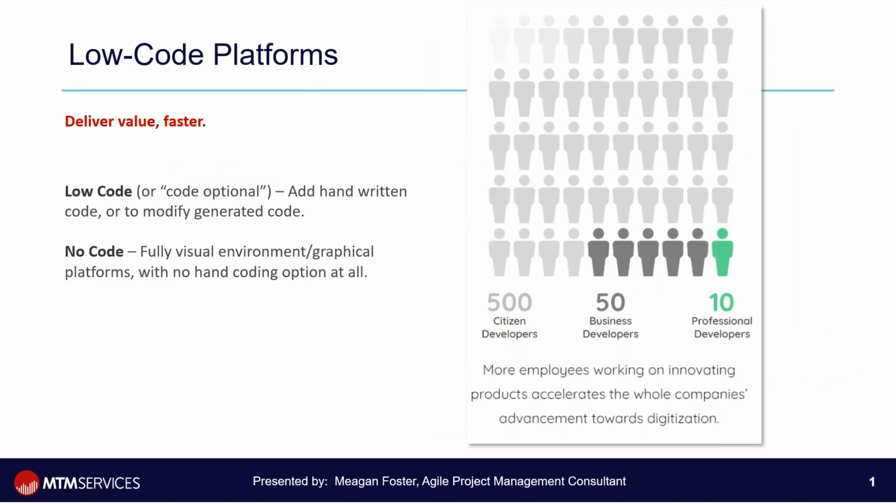So with low-code platforms, what this means is that we're able to deliver value faster, again, for teams that may not have the technical skills readily available, or are even looking to just modernize or advance their data handling capabilities. Low code could mean that you don't have to use code, so it's code optional. But if you do have developers within the team, then they're able to incorporate some handwritten code or modify the code and customize it for your solution.